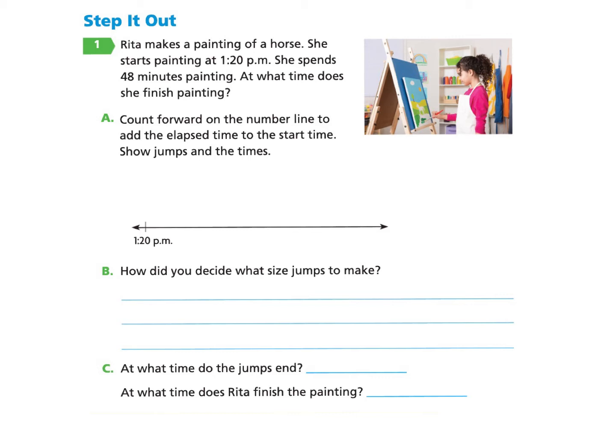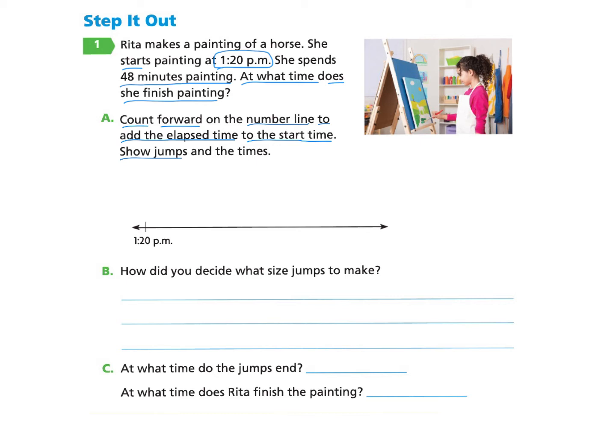Rita makes a painting of a horse. She starts painting at 1:20 p.m. She spends 48 minutes painting. At what time does she finish painting? Part A asks us to count forward on the number line to add the elapsed time to the start time.